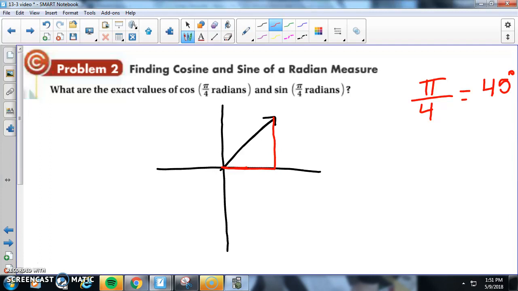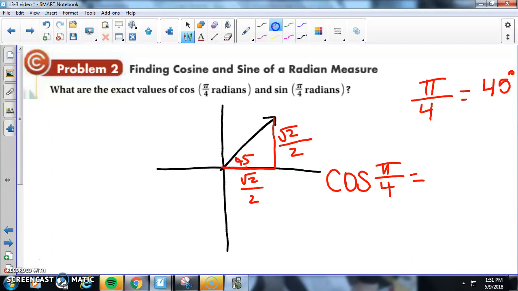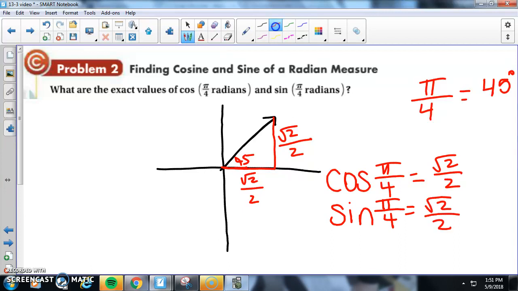So since I'm working with a 45, 45, 90 triangle, I'm working with square root of 2 over 2. So the cosine of pi over 4 is equal to root 2 over 2. Since I'm in the first quadrant, that is positive. Then sine of pi over 4 is equal to root 2 over 2.